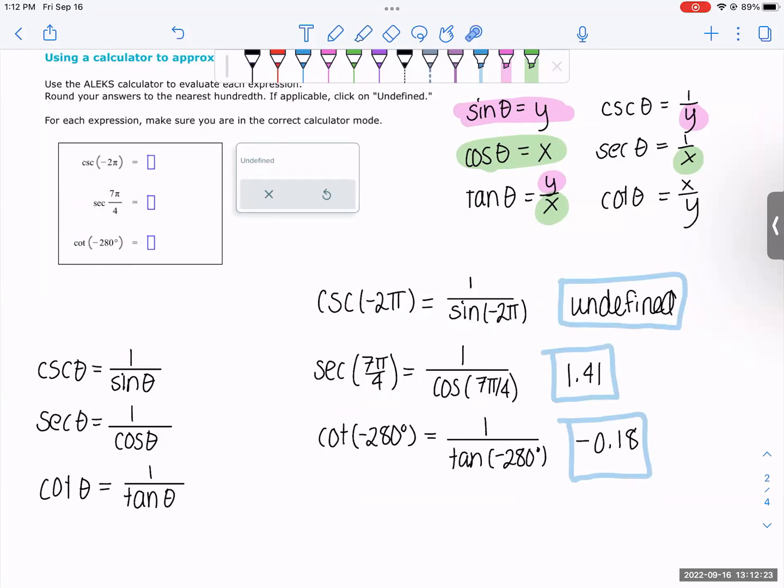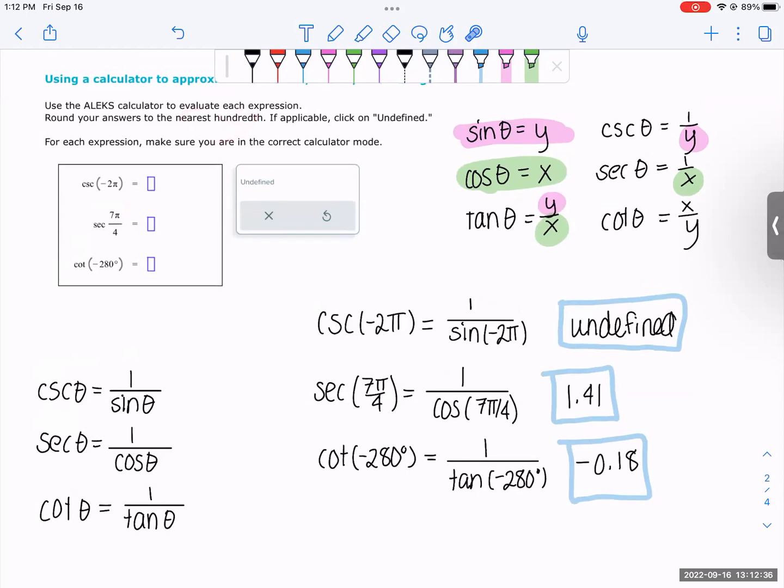Now, these are all special angles, or they're at least coterminal with special angles. So we really could have done this and found exact answers using the unit circle. Unfortunately, because this problem wants our answers rounded to the nearest hundredth, we do have to plug these into a calculator. Really important to make sure your calculator is in the right mode. So for these two problems, my calculator was in radian mode. And then for this one down here, I made sure my calculator was in degree mode.